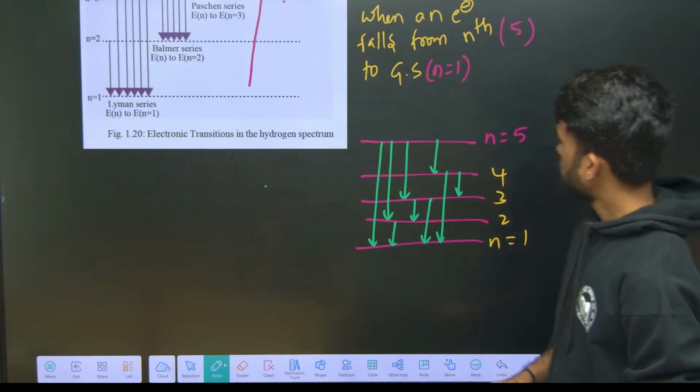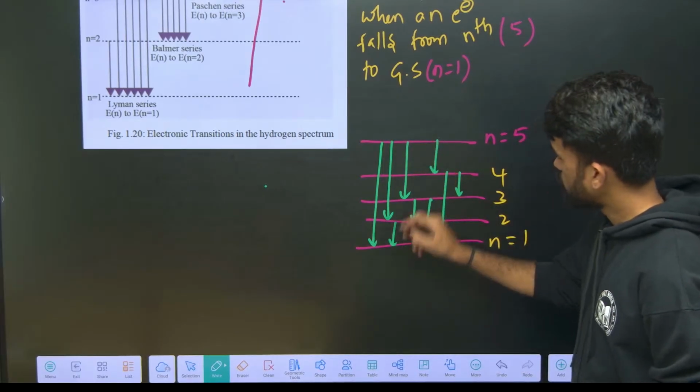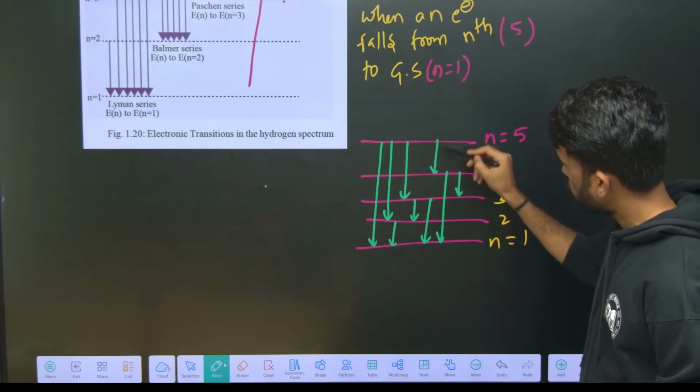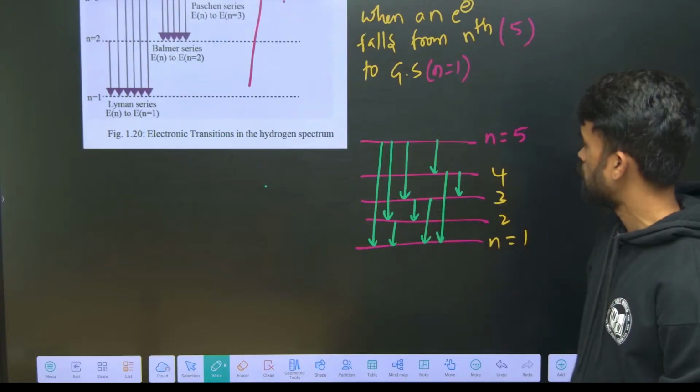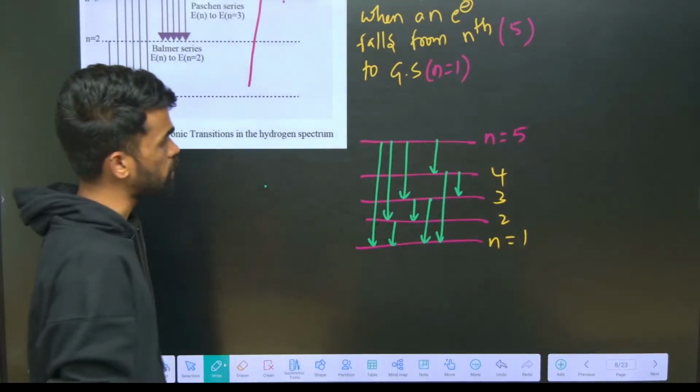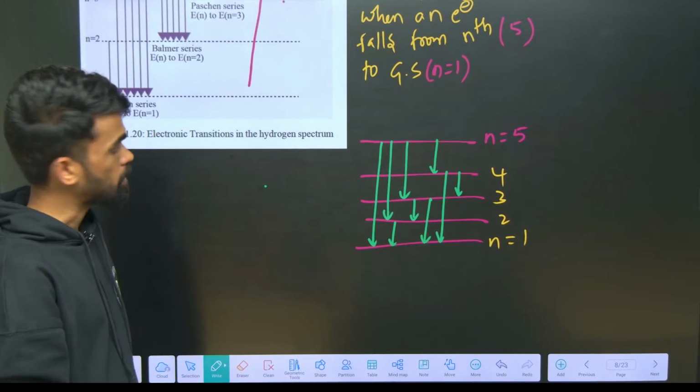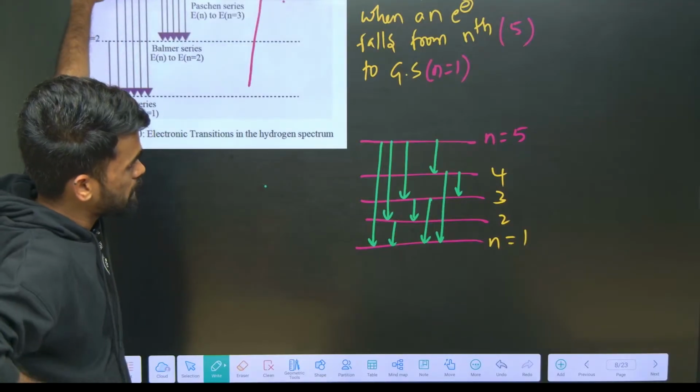See, 5 to 1, 5 to 4 is there, 5 to 3 is written, so next 3 to 2. Yeah, so just count the number of lines we got. 9, sir. 9, so one more line we are missing then.